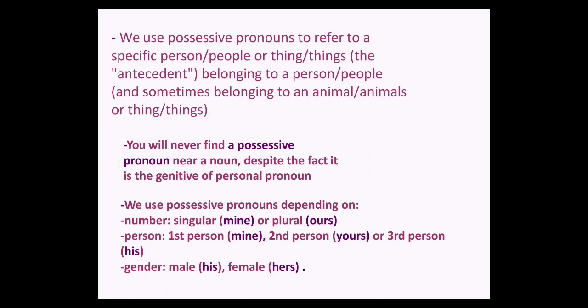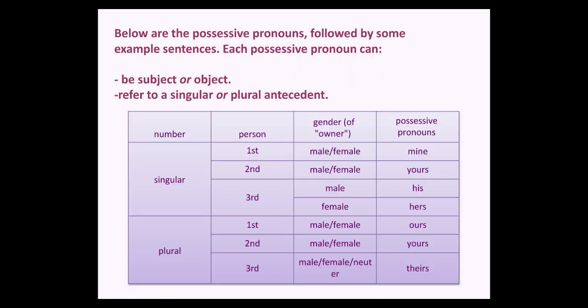We use possessive pronouns depending on number: singular, mine, or plural, ours. Person: first, mine; second person, yours; or third person, his. Gender: male, his; female, hers. Below are the possessive pronouns followed by some example sentences. Each possessive pronoun can be subject or object, referring to a singular or plural antecedent.